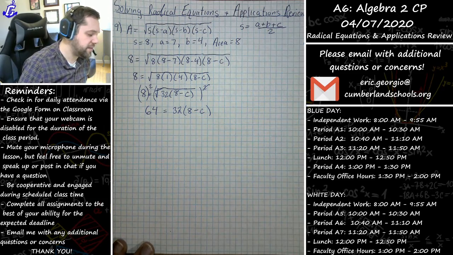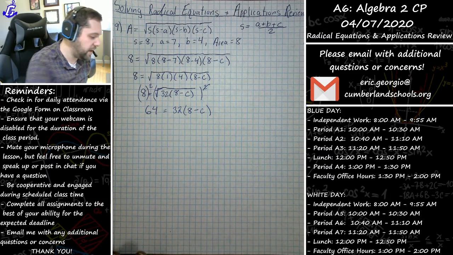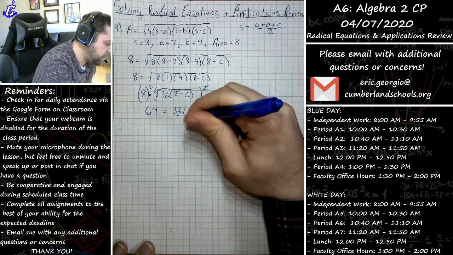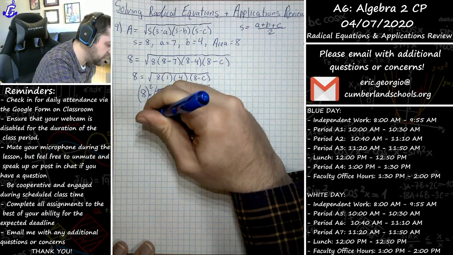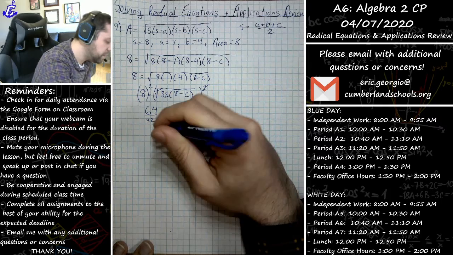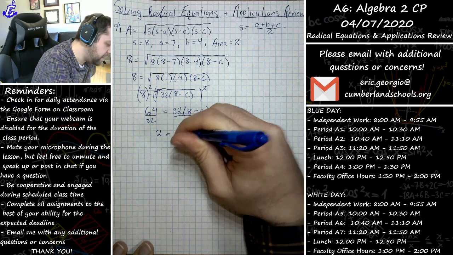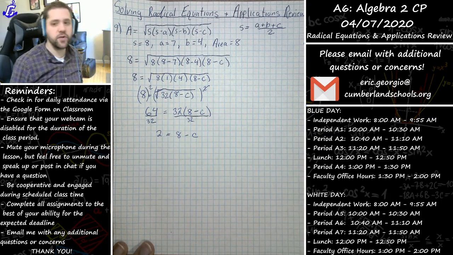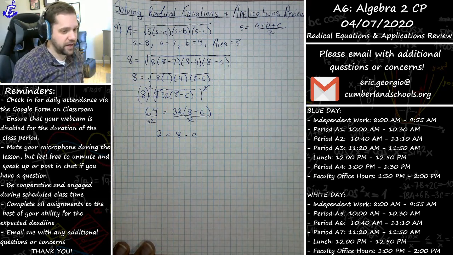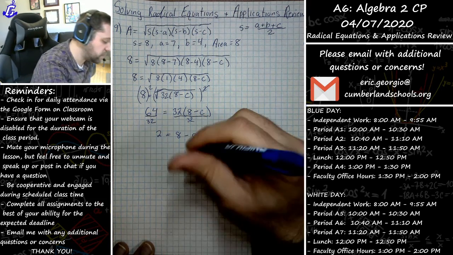And now we could go ahead and solve. This is just back to like Algebra 1 land. We can divide both sides by 32. Luckily enough, that goes in nice and evenly with the 64. 2 is equal to 8 minus C. Certainly you could have distributed the 32 and then solved like an Algebra 1 equation, but that saves you a lot of work.